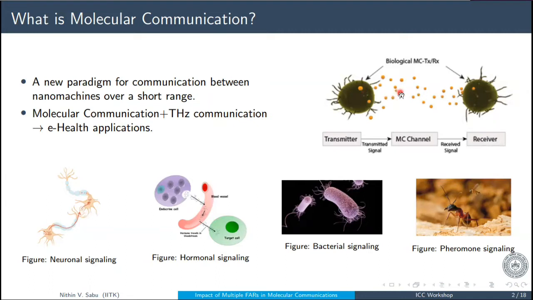In this work, we consider diffusion-based propagation. For decoding the transmitted information, the receiver captures the propagating information molecules using receptors on the surface of the nanomachine.